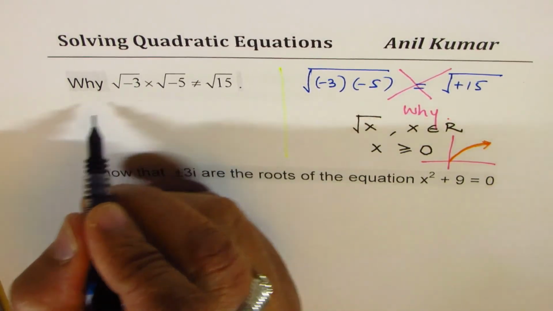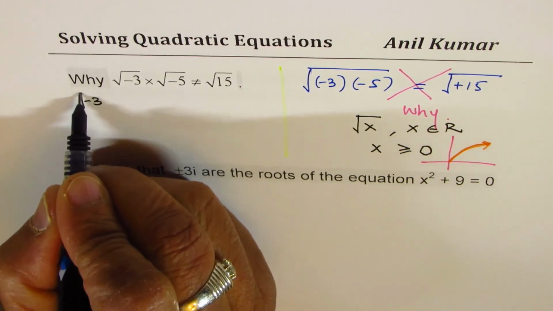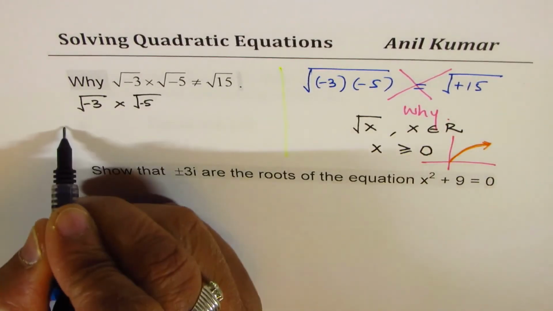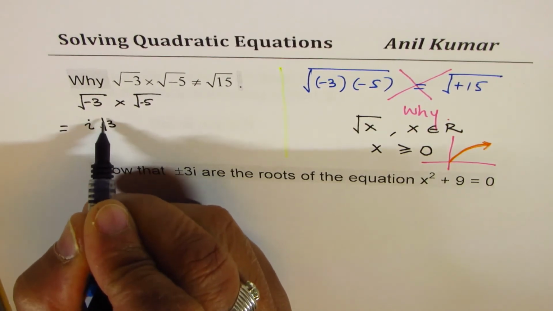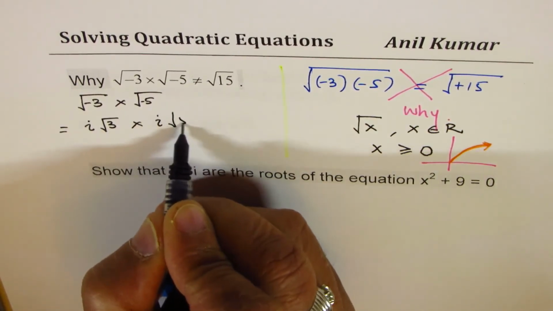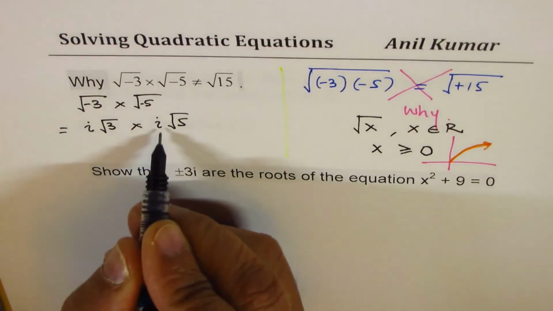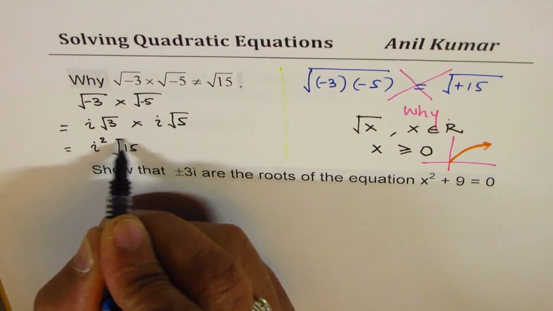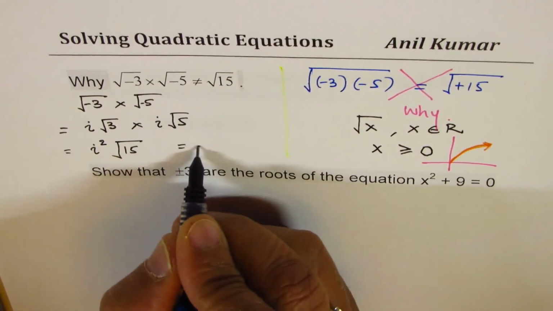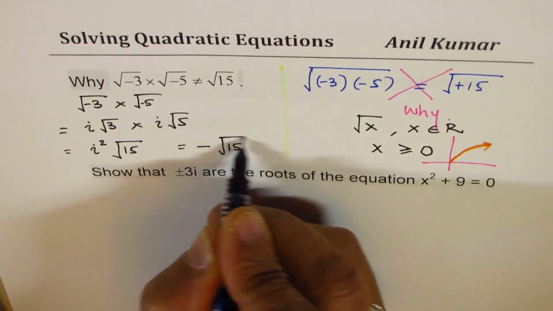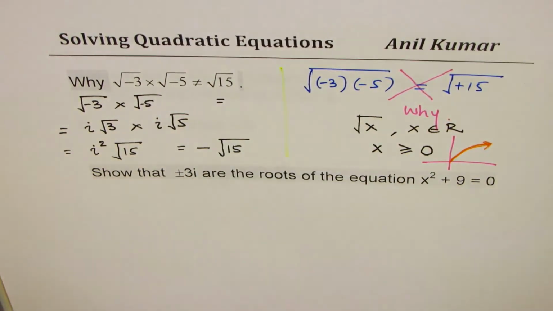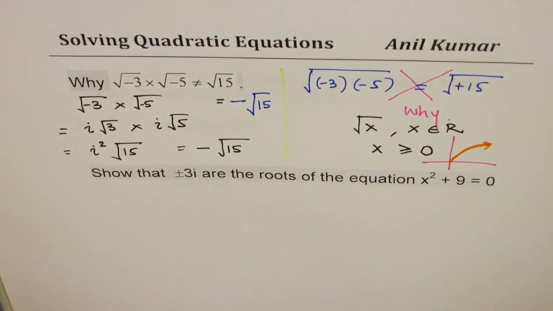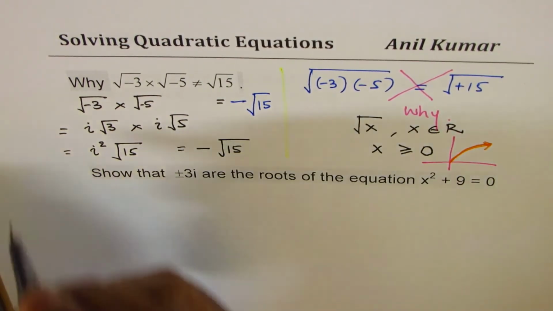So truly speaking, I should have written minus 3 times minus 5 as equal to i times square root 3 times i times square root 5. Does it make sense to you? i times i is i squared, and then you can multiply these two to get 15 within the square root. And i squared is negative 1. So that is your true answer. So this is not equal to this, but this is equal to negative square root 15. Perfect? Okay, so that's what we learn.